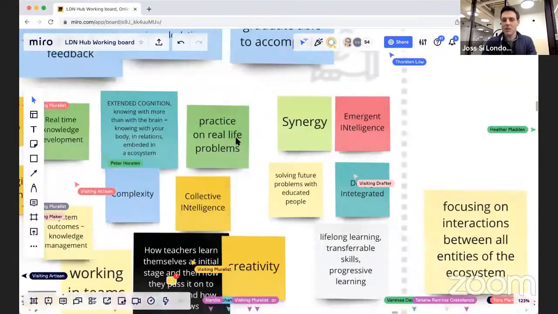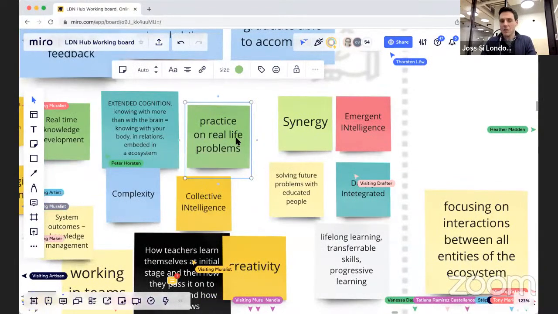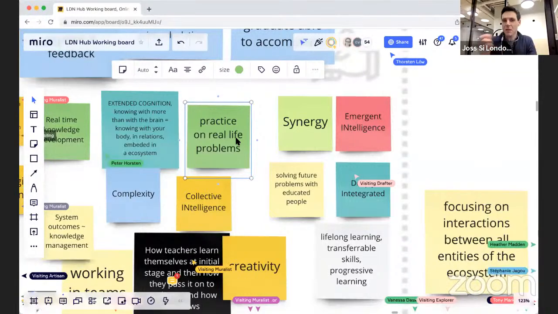Yeah, so it's putting it into context, right? That's part of what we're saying here. That's part of the thing of systems thinking. A reductionist approach will actually isolate things and separate it from its context. And here we're putting it back into context, right? Solving future problems, practice on real life problems, so on and so forth.